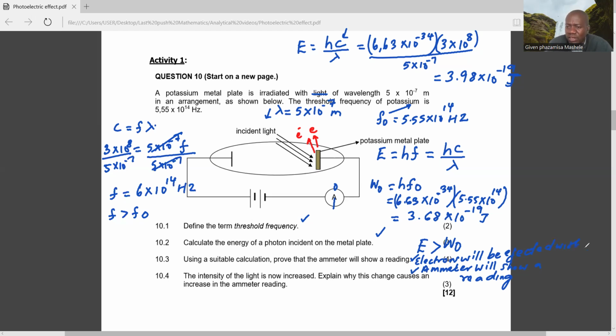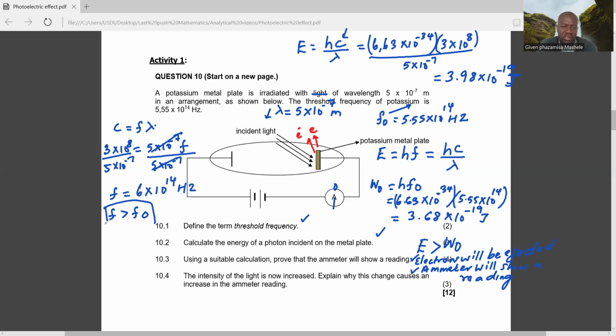But even if you do not write this, they will still allocate marks for you, because here we want to check whether electrons will be ejected or not. So the electrons will be ejected, since the energy of the photon is bigger than the work function, or since the frequency of light is higher than the cutoff.